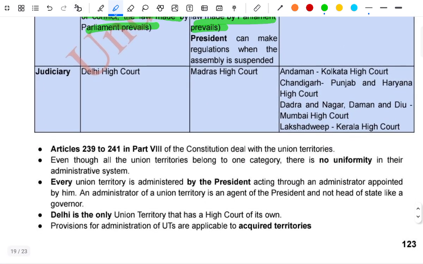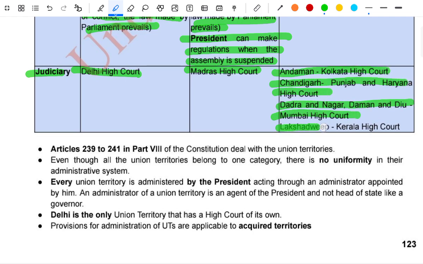In Puducherry, the President can make regulations when the assembly is suspended. Judiciary: the Delhi High Court, Madras High Court, without legislation, Andaman and Kolkata High Court, Chandigarh, Punjab and Haryana High Court, Dadra and Nagar Haveli, Daman and Diu, Mumbai High Court, Lakshadweep, Kerala High Court. Articles 229 to 241 in Part 8 of the Constitution deal with the Union Territories.